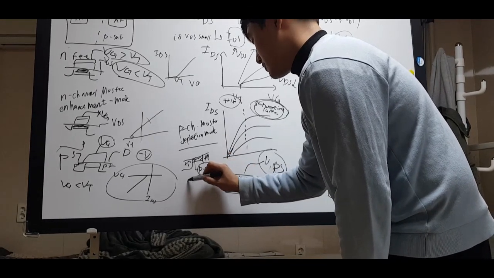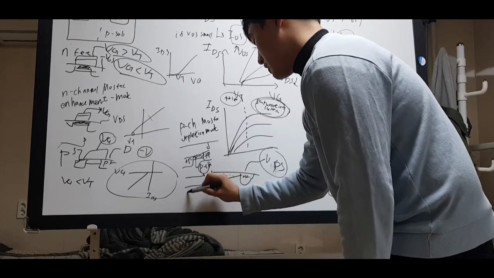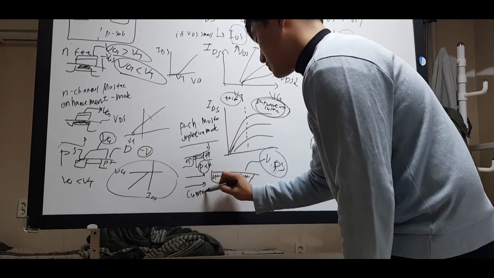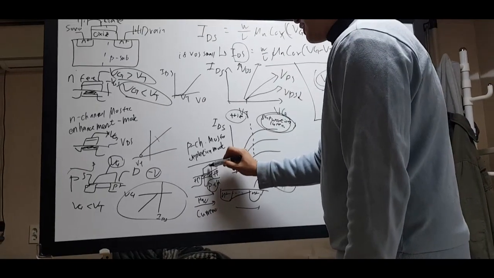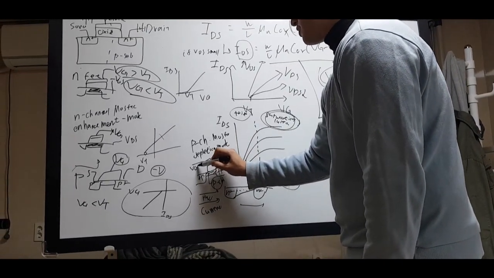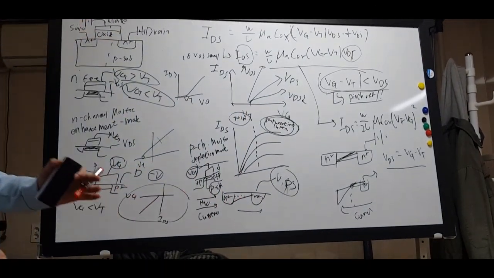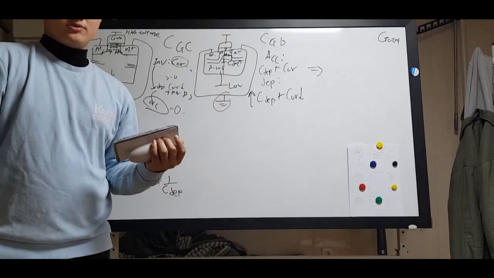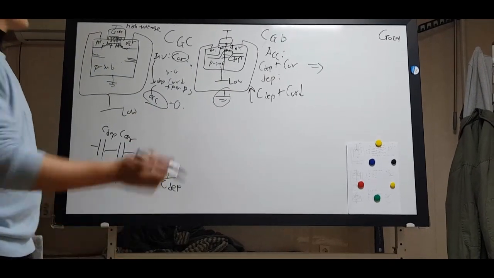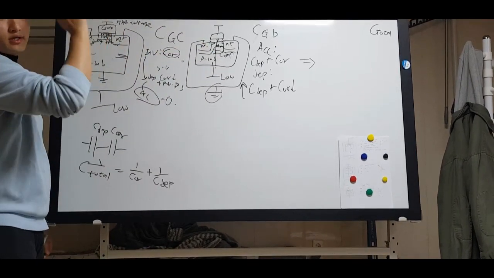And when the current moves to the drain, the current will flow in the same direction, without any gate voltage induced. Okay, thank you. And we will go to the last step. Okay, final step, we are going to see the capacitance of the N-type MOSFET. First, we are going to see the capacitance between the gate and the channel.